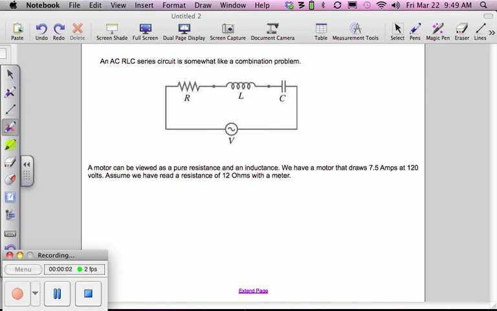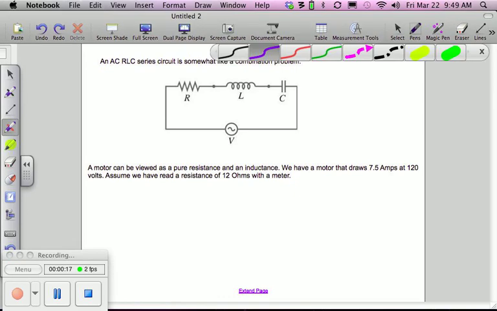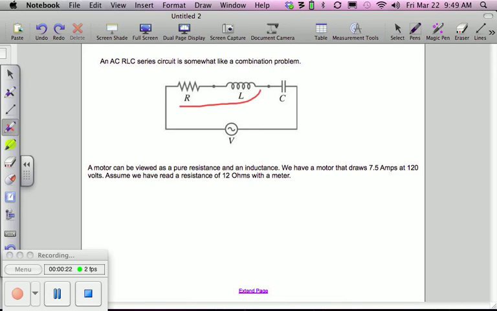All right, we're going to talk about an RLC circuit. And first we have to assume one thing, that a motor generally is viewed as a resistive and an inductive load. This right here might be how we view a motor: the resistance, the pure DC resistance, and the inductive reactance. And so we're going to look at what happens when we take a look at a motor.